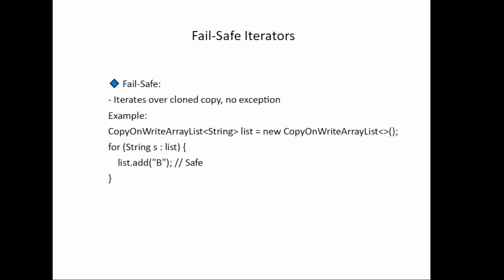So always remember, fail-safe is slower than fail-fast and also safer than fail-fast. And fail-fast is faster but risky during updates. And knowing this difference shows you are ready for real-world concurrent development. This is all about today's video.